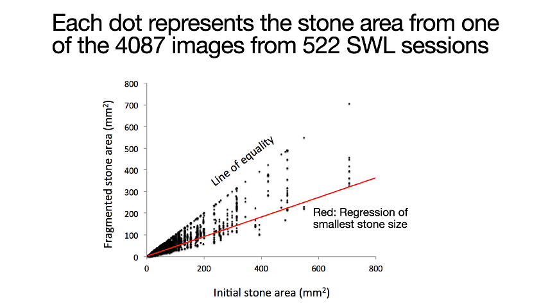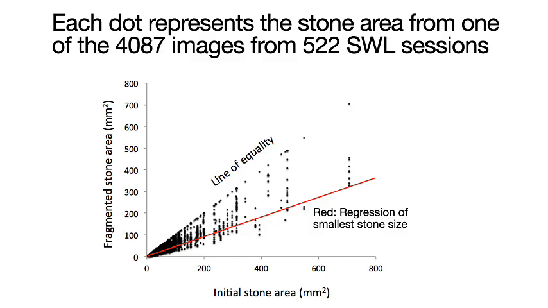What is the criterion for the notification signal? Here is a figure showing the relationship between total stone area and fragmented stone area. Each dot represents the stone area from one of the 4,087 images from 522 SWL treatments. The line of equality represents the stone area before any shockwave treatment.